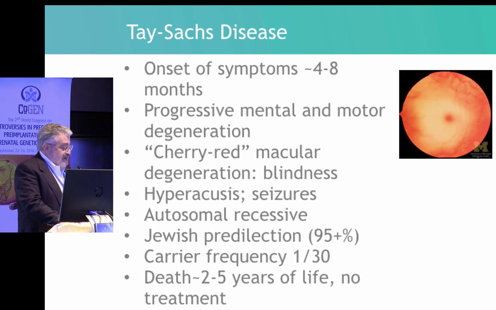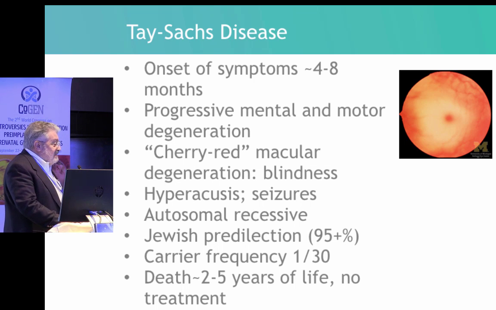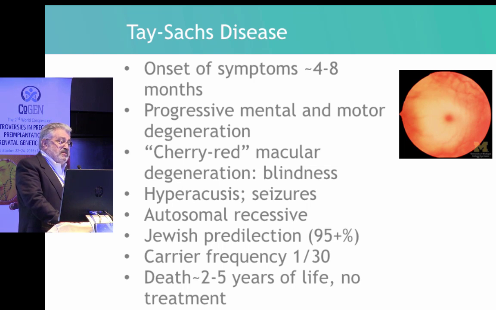So, the history of screening. I want to start with the prototype for carrier screening, Tay-Sachs disease. It's a disease that many of you know about. Looking around the room, some of you may look old enough to have actually seen cases of Tay-Sachs disease, but it's a disorder that really has been the model for carrier screening. I'll talk about that, and then about how that model is changing.